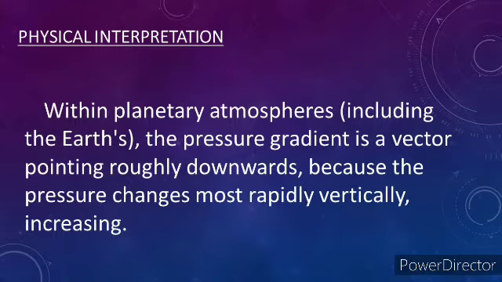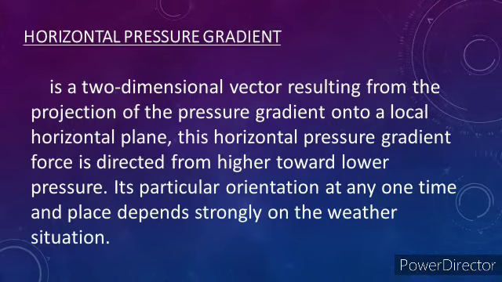Horizontal pressure gradient is a two-dimensional vector resulting from the projection of the pressure gradient into a local horizontal plane. This horizontal pressure gradient force is directed from higher toward lower pressure. Its particular orientation at any one time and place depends strongly on the weather situation. At mid-latitudes, the typical horizontal pressure gradient may take on values of the order of 10 to the negative 2 Pascal per meter, although rather higher values occur within meteorological fronts.